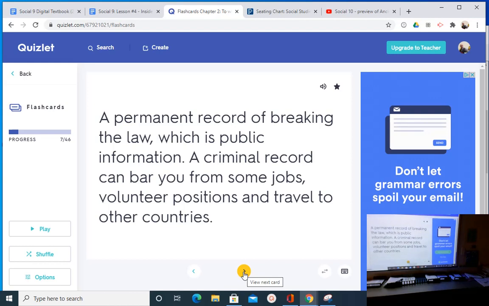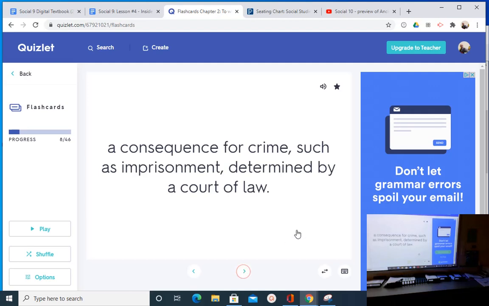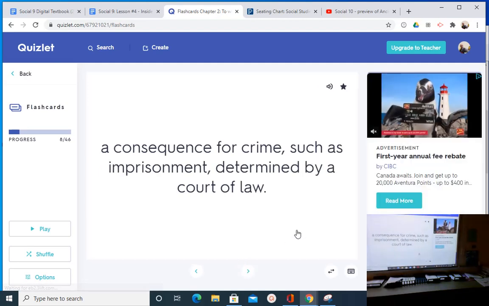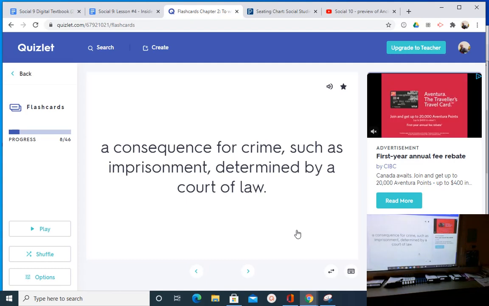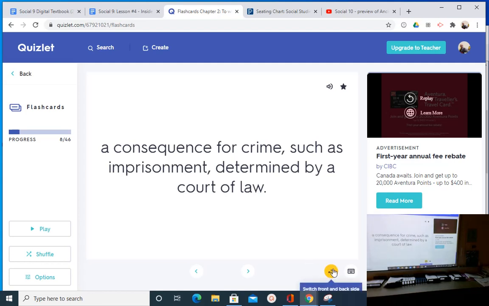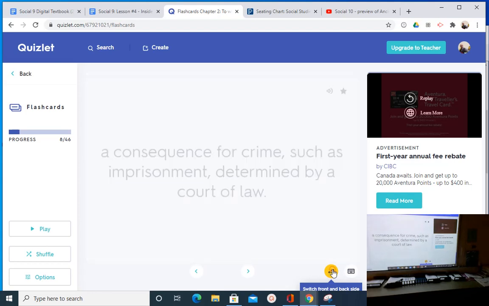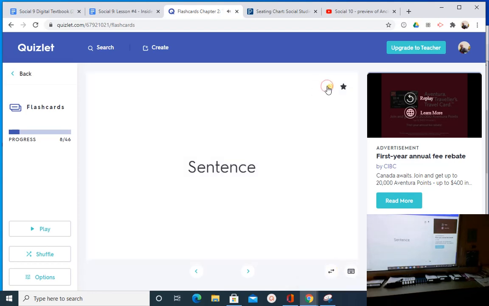All right, let's go to the next definition, and we'll see if we can come up with the term. A consequence for crime, such as imprisonment, determined by a court of law. Yes? Sentence. This might be a sentence. So let's flip the card over. You just use this little icon there, and it is Sentence. Maybe this is just a fun game because you get to listen to her say Sentence, and you know, there's something there.